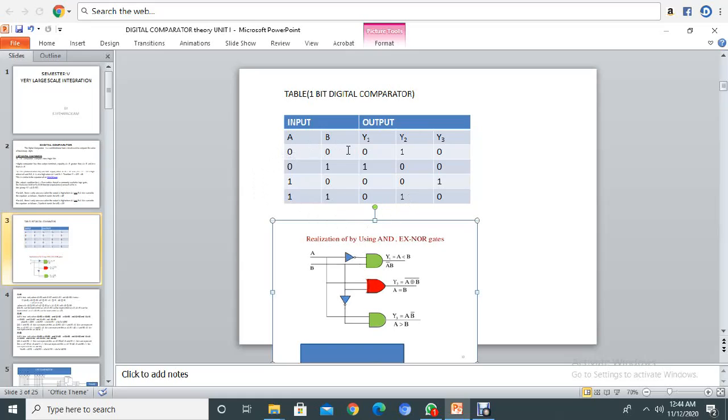In the first row, A and B both are equal. In the last row also both are equal. So Y2 is equal to 1. In the second row, A is less than B. So Y1 is equal to 1. In the third row, A is greater than B, so Y3 is equal to 1. So 1 bit digital comparator compares two single bit values.